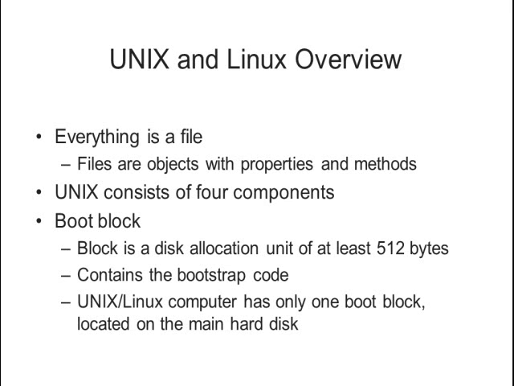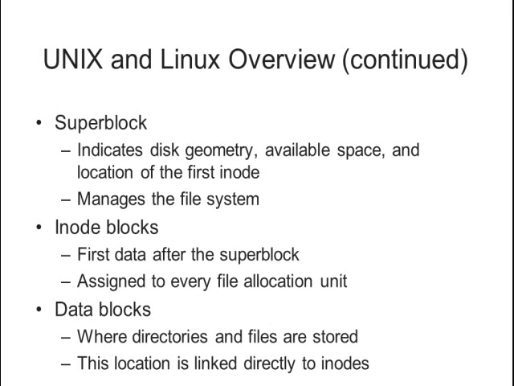Unix consists of 4 components. The boot block: a block is a disk allocation unit of at least 512 bytes. It contains the bootstrap code. A Unix Linux computer has only one boot block located on the main hard disk. A superblock indicates disk geometry, available space, allocation, and first inode, and it manages the file system.